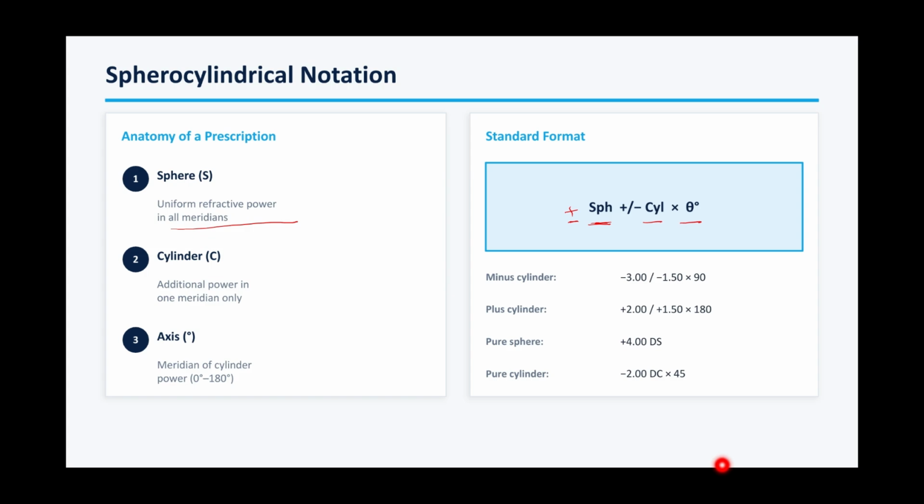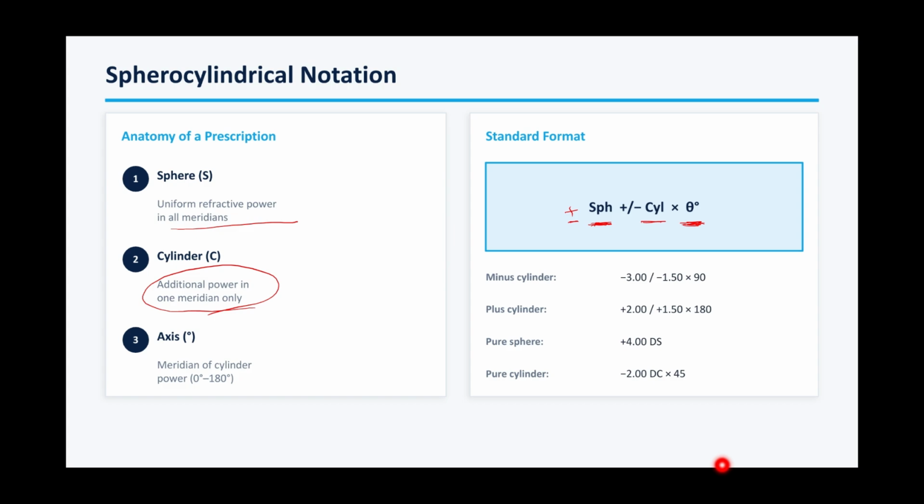Then comes the cylinder. Again, it can be a positive or a negative cylinder. This is the additional power requirement, and that requirement is in only one meridian. So the third component is going to tell us at which meridian this cylinder has been prescribed. So we have a sphere, a cylinder, and the axis at which the cylinder has been prescribed.